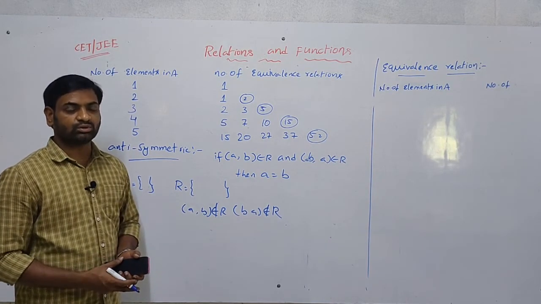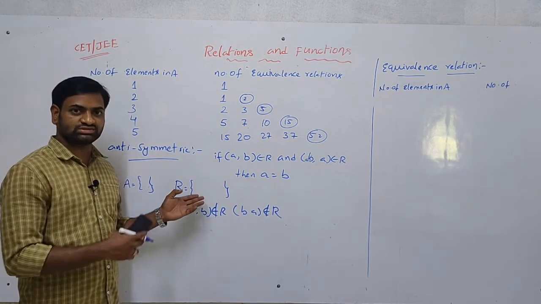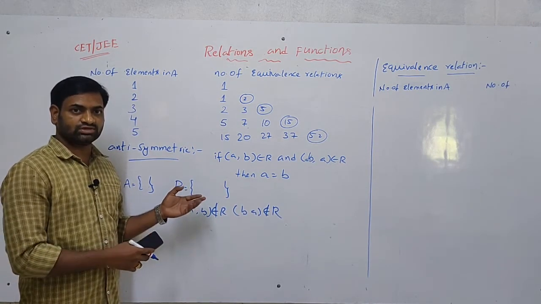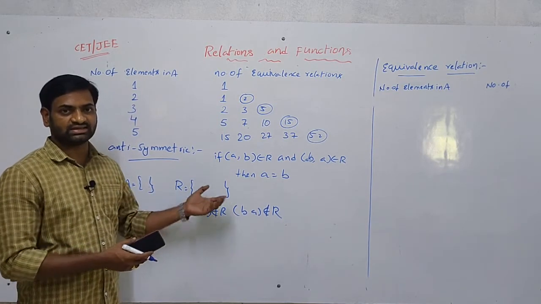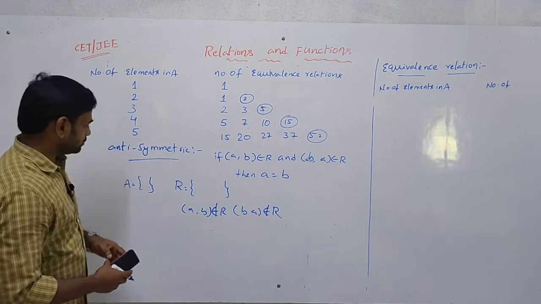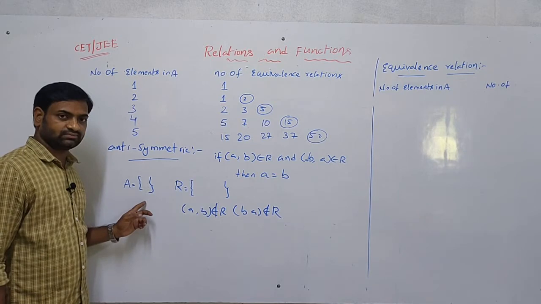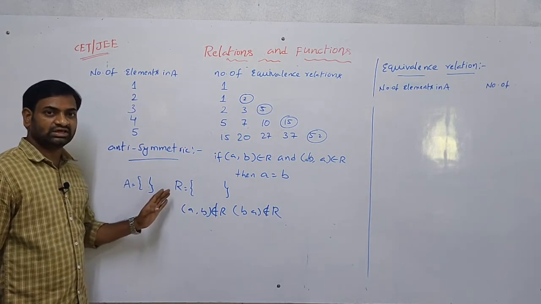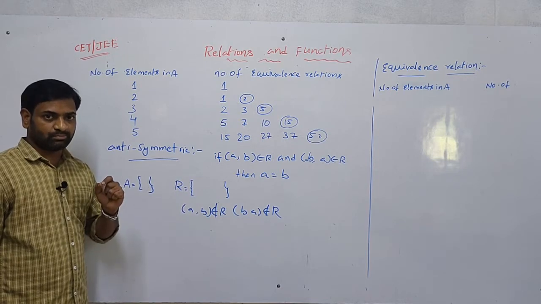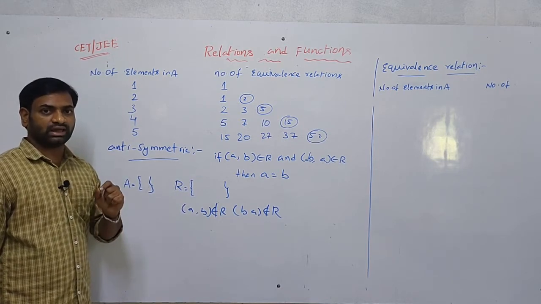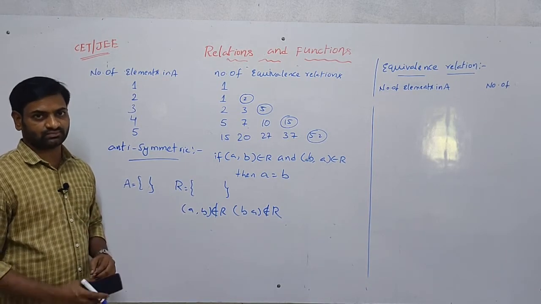Next, what about the transitive? Here also the same, the reverse case. There are no elements here. When there are no elements, it is transitive. So the empty relation on the empty set is an equivalence relation. Remember the point: the empty relation on the empty set is an equivalence relation.